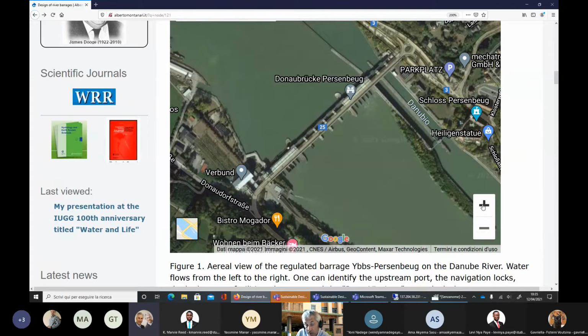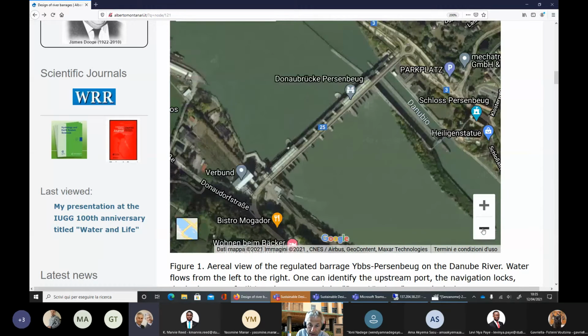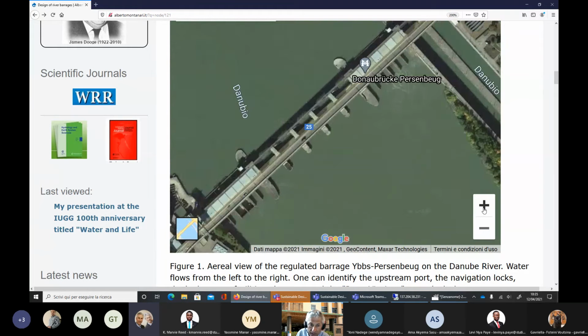And of course, it's regulated because on a so important river, you need to regulate it. And here it's nice because you can zoom it out and you see that there are the navigation docks that allow the ships to go up and down the river. And the nice thing, you see the weirs here in the center. They are weirs, not sluiceways.